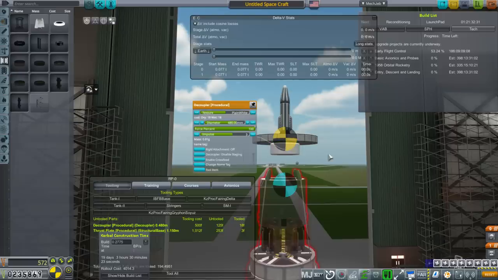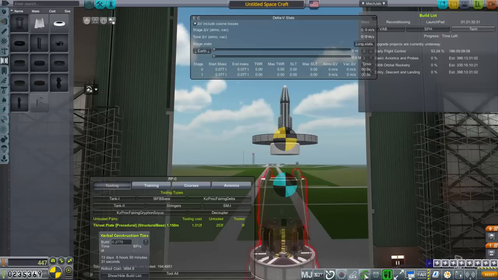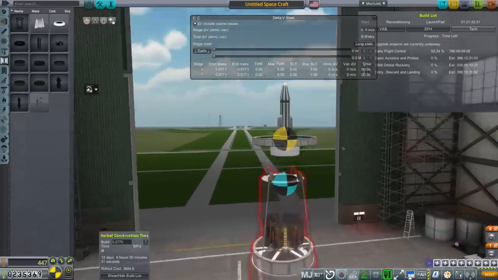I don't know if that makes sense or not, that the decoupler has to be tooled. But anyway, apparently decouplers have to be tooled. So I'm going to go with 0.48 form factor and tool this one. But you might have been wondering, how am I going to try and bring back this science if we don't have heat shield? Well, we're going to try something out here.